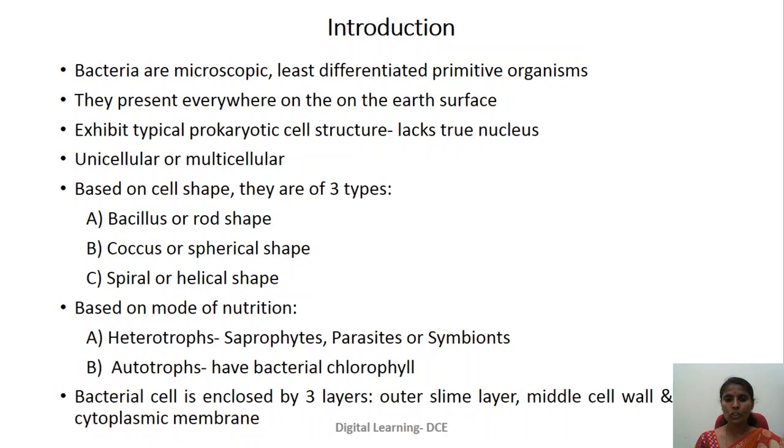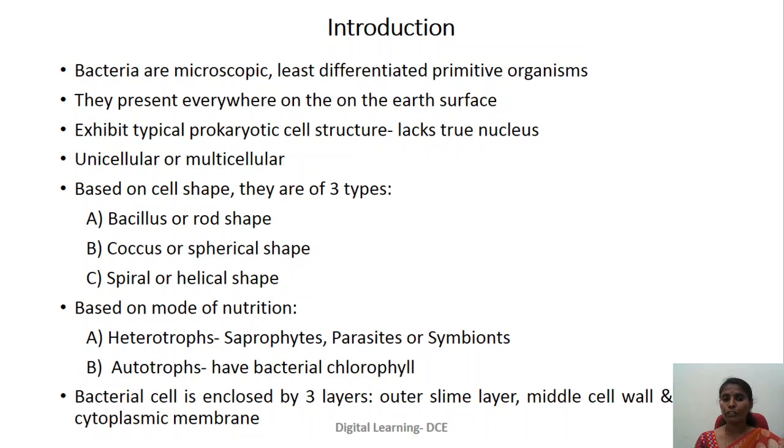Bacteria are microscopic, least differentiated primitive organisms which are present everywhere on the earth's surface where life is possible. They exhibit a typical prokaryotic cell structure which lacks a true nucleus and also membrane-bound cell organelles. These organisms may be unicellular or multicellular. Based on their shape, they are of three types. Rod-shaped bacteria are known as bacilli, spherical-shaped bacteria are known as cocci, and helical-shaped bacteria are known as spiral bacteria.